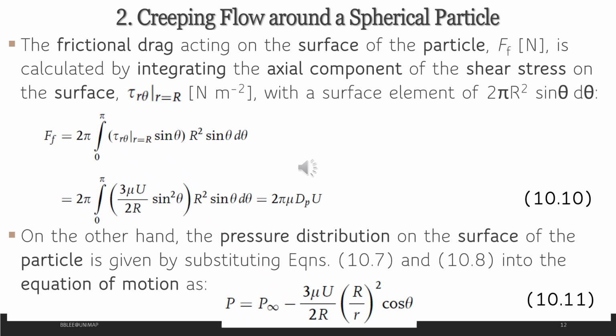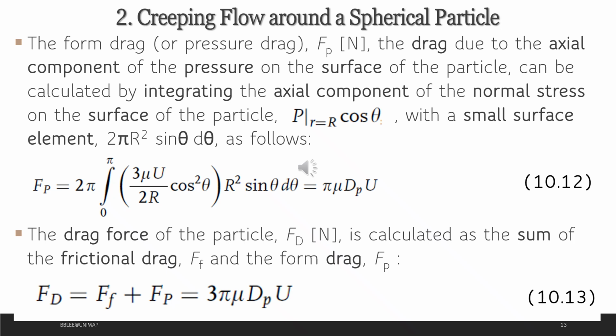And then we can also have the frictional drag acting on the surface of the particle. So 10.10 is the equation to look at the frictional drag. And then the pressure distribution on the surface of the particle. Because the streamline is acting on a spherical surface, the pressure on the spherical particle is different. So 10.11 is the equation to describe the pressure distribution. Equation 10.12, the form drag or pressure drag.